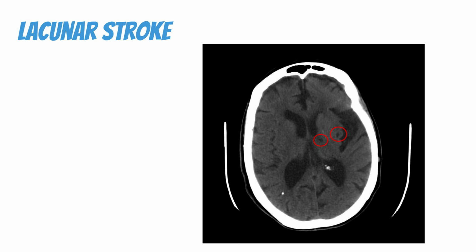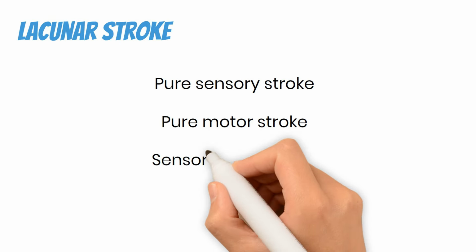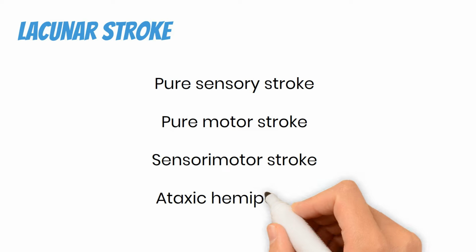A lacunar stroke is a subcortical stroke which occurs secondary to small vessel disease. There is no loss of higher cerebral functions in this stroke. So one of the following features needs to be present to diagnose a lacunar stroke. That is pure sensory stroke, pure motor stroke, sensory motor stroke, or ataxic hemiparesis.